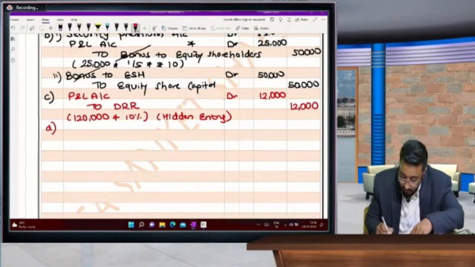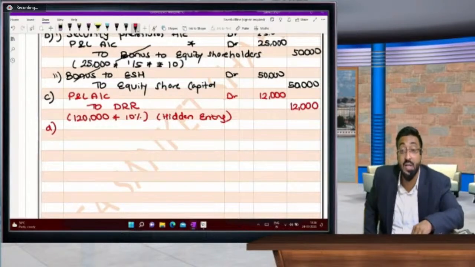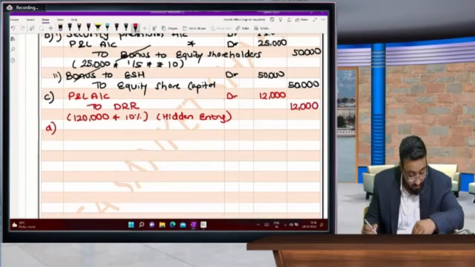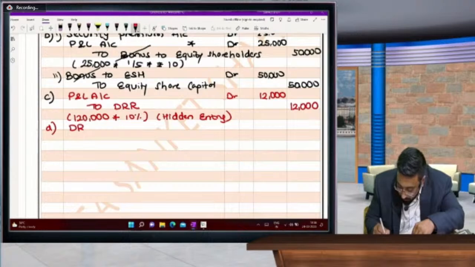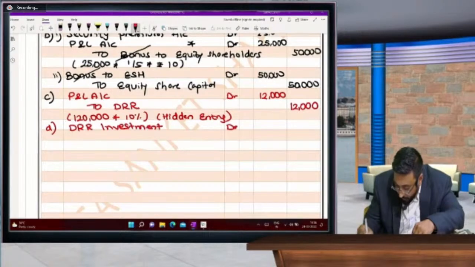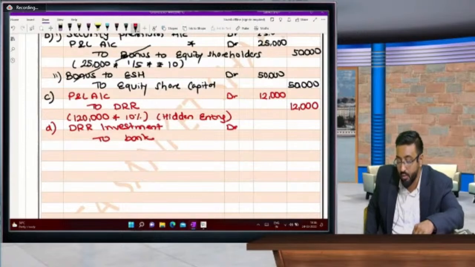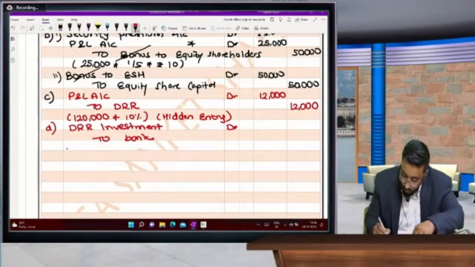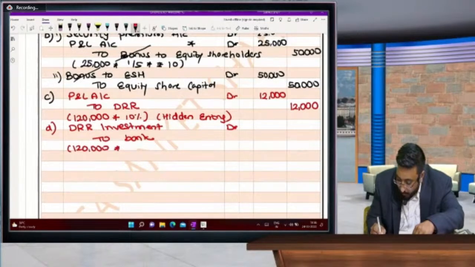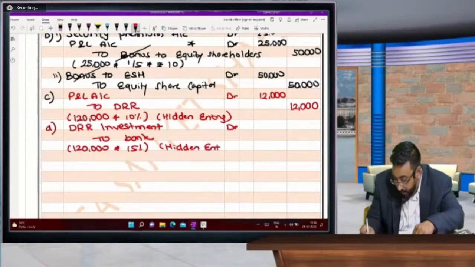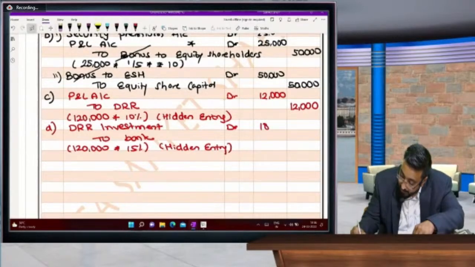Next entry. Create DRR investment also. 15%. Again, hidden entry. DRR investment. Write down. DRR investment account debit to bank. 1,20,000 into 15%. Hidden entry. 18,000.